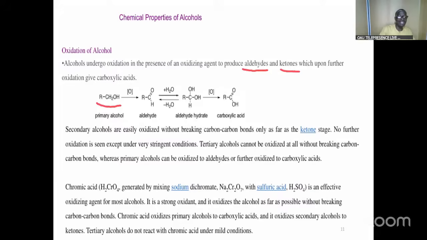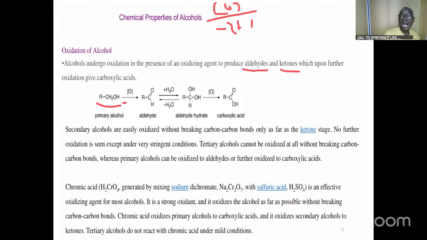You oxidize it, and of course, I think you understand the elementary definition of oxidation. It means addition of oxygen or removal of hydrogen. So it is either you add oxygen to this, or you remove two hydrogen.